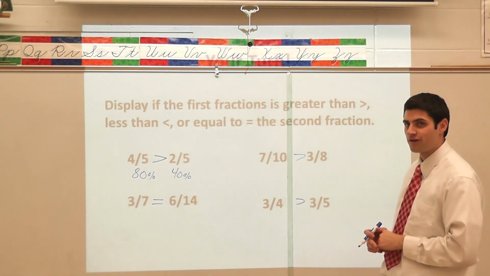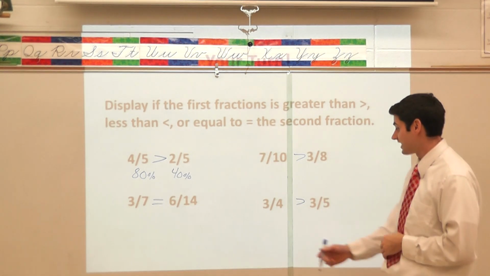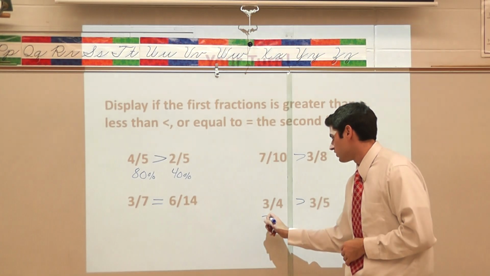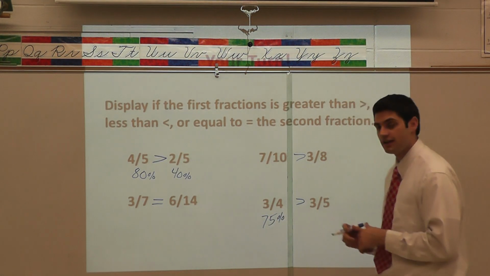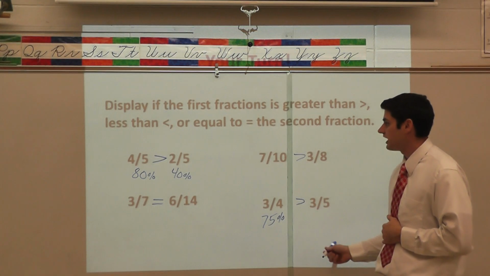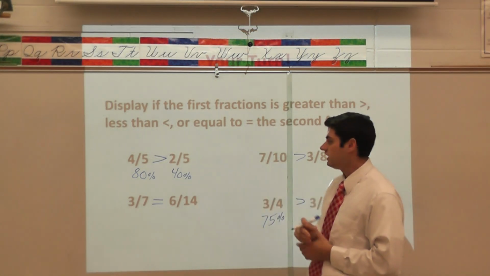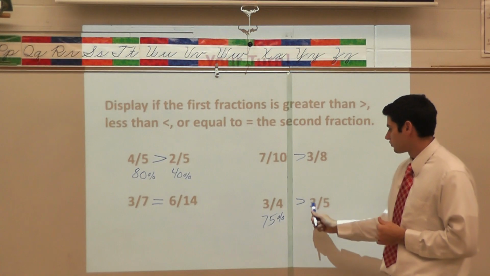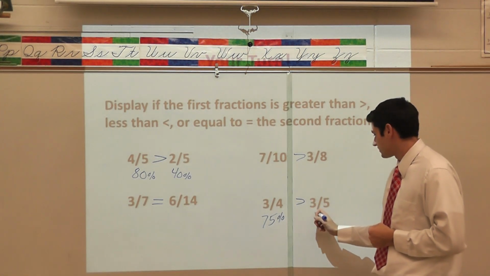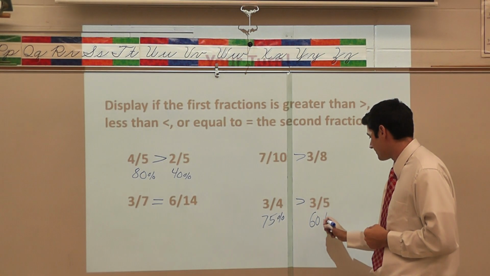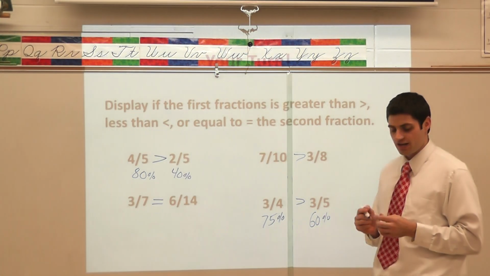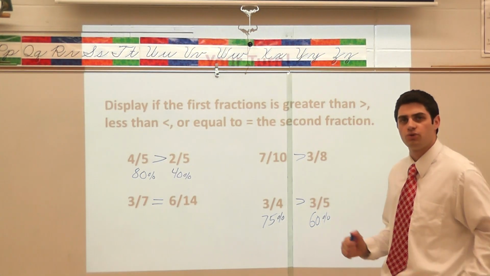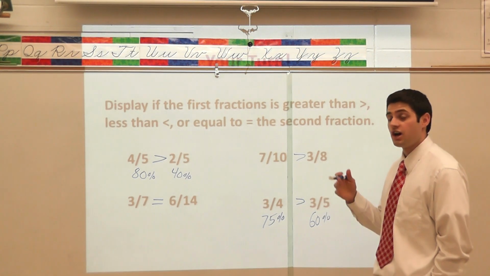You could also do the percents from the fraction. You might know, yeah, 3/4, Mr. Lane, that's 75%. And I would say, you're exactly right. And you might also say 3/5. Well, hey, we did fifths over here. Each fifth is 20%. So 20, 40, 60%. So I might say that 75% is greater than 60%. Again, it's a different way to think about these fractions.